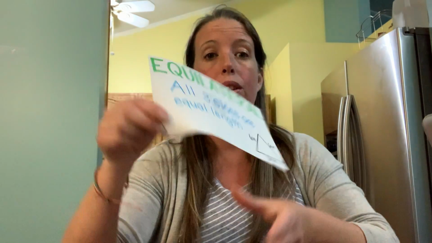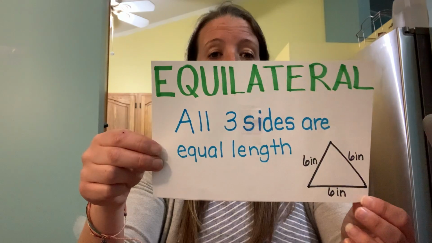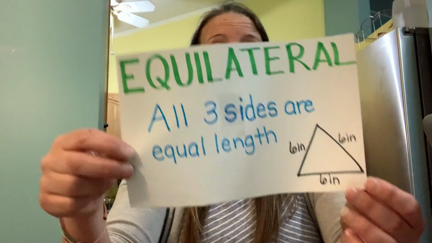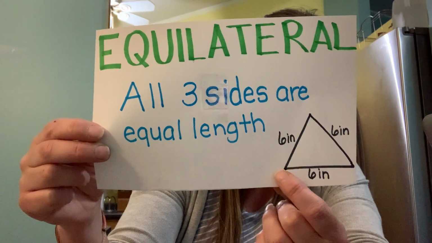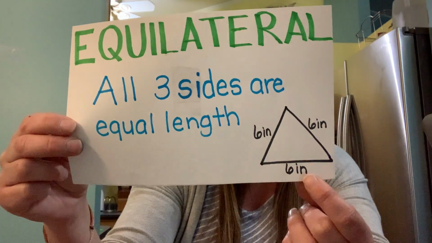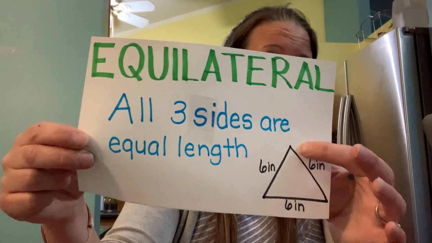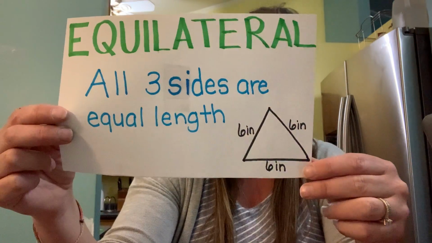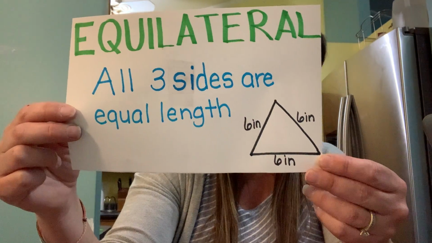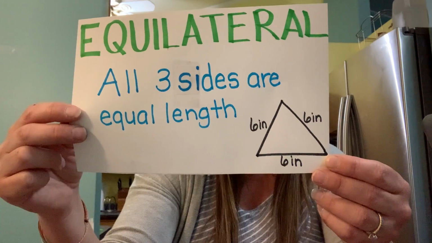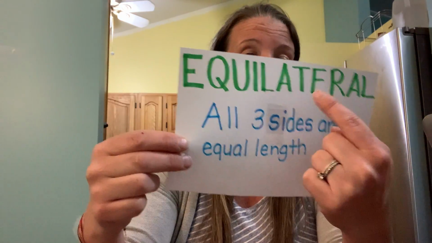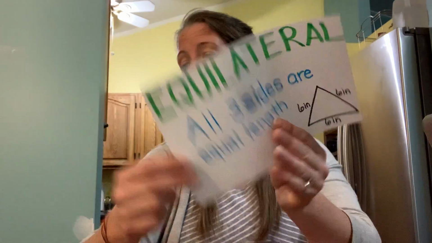An equilateral triangle sounds like the name. In an equilateral triangle, all three sides are the same length. So if you look at my example here, if I measure the bottom of my triangle, it's gonna measure 6 inches. Same with the left side and same with the right side. So since all of my sides are the same measure, I can call this triangle an equilateral triangle. Lateral or lat means sides, so equal-sided triangle, equilateral.